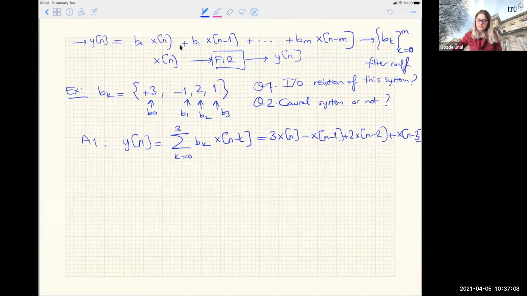This was, as we see, an FIR filter. Is it causal? I can ask you this. Is this a causal system? Yes, yes. Okay. Yes, causal system.